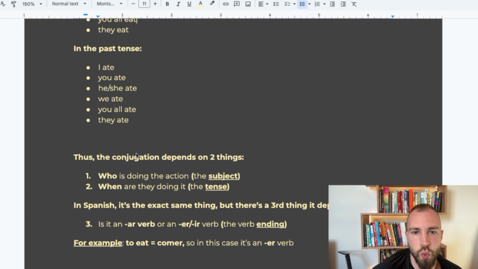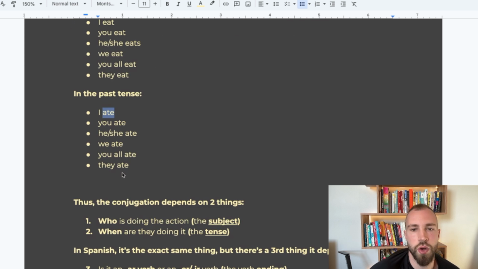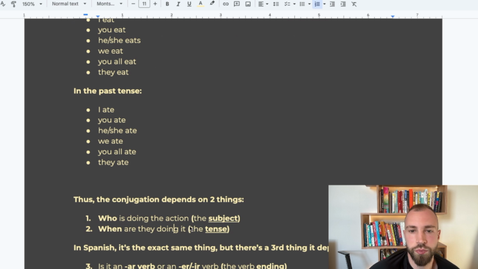So what is a conjugation? Even though we kind of just went over it, what does it depend on? It depends on two things. Who is doing the action? That's called the subject. So that can be I, you, he or she, etc. And those words are called subject pronouns. And it also depends on when it's being done, right? So you notice it was eat in the present tense, and then it became ate in the past tense. So it depends on the tense.